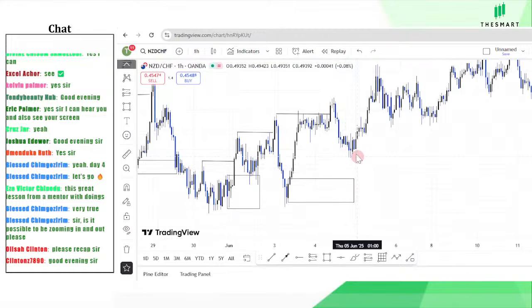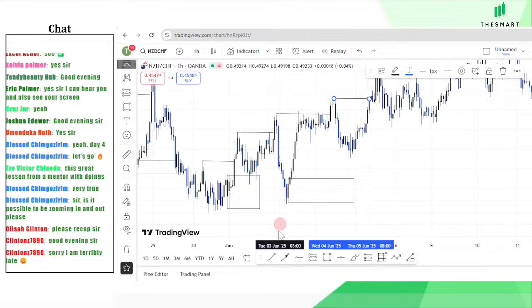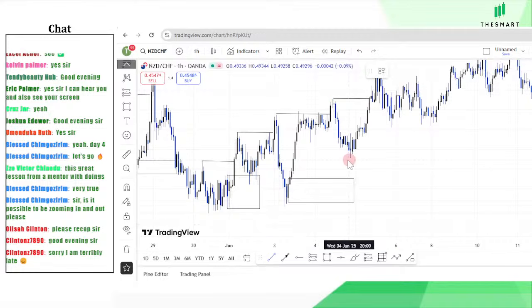And what did you see? Price never came into this zone. Price reacted to the upside at this point. After price reacted to the upside, price took out what? This high. Price took out this high. Taking out this high, price gave us what? An inducement at this point. This is an inducement. Let's read the price action forward.